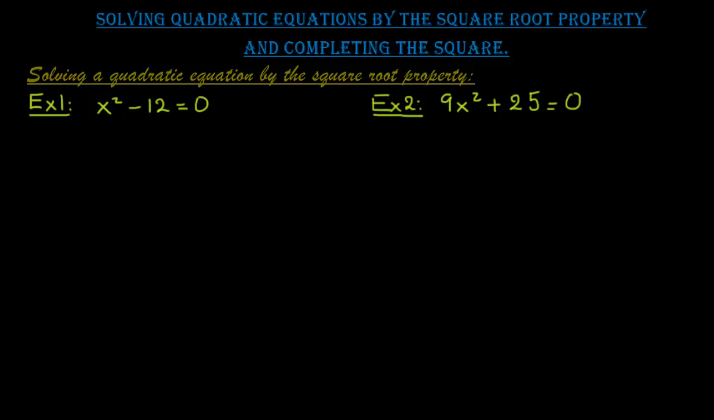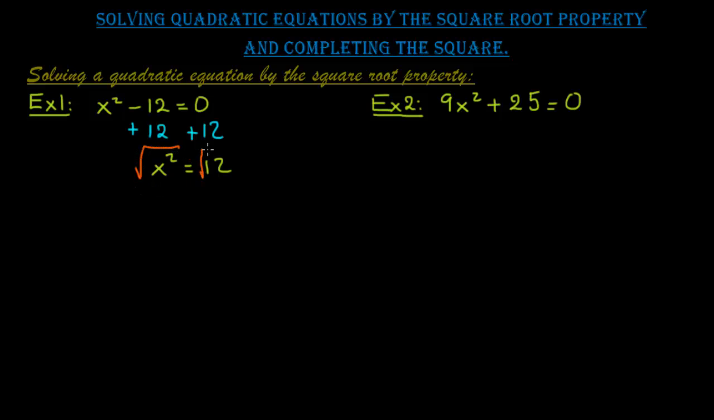First of all, let's isolate the x by moving 12 over. What we're going to do is add 12 on both sides. That will give me x squared equal to 12. Then to get rid of the square, we're going to square root both sides.